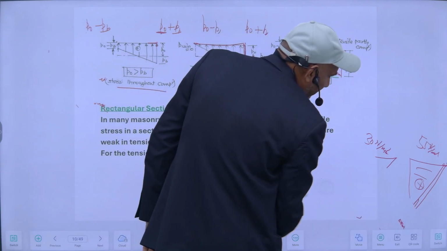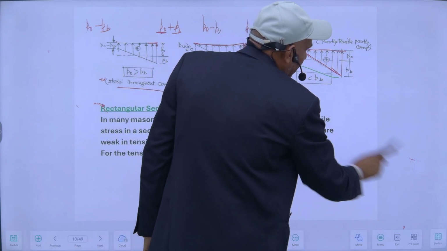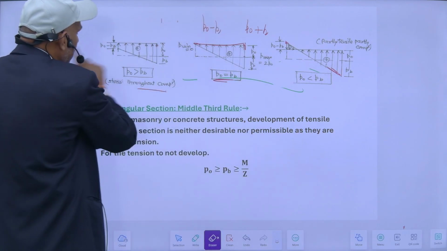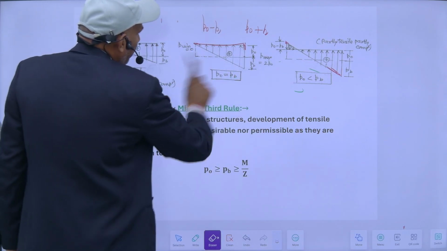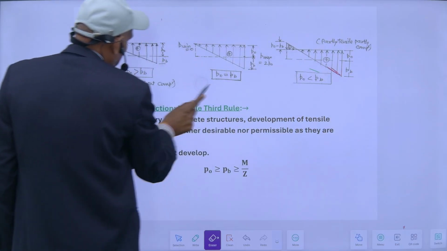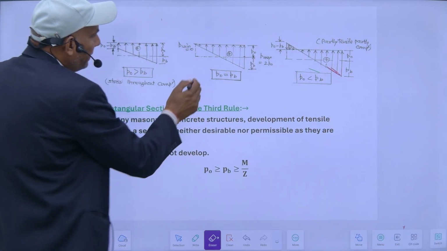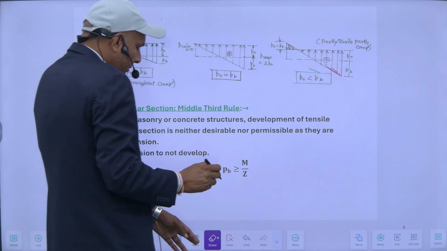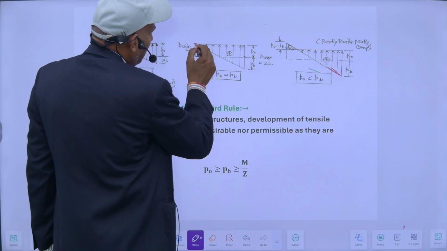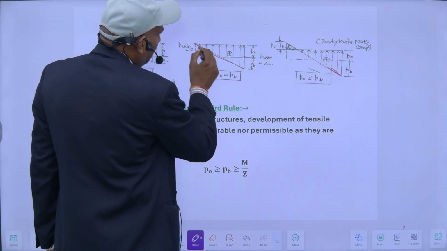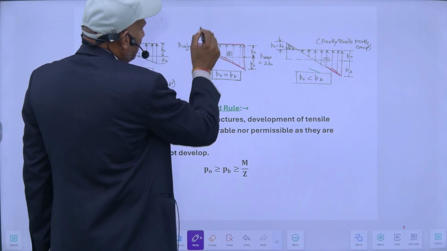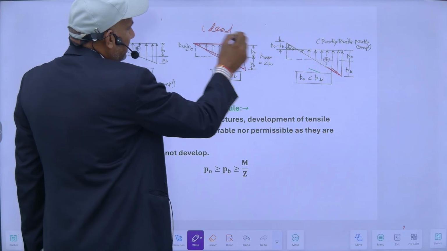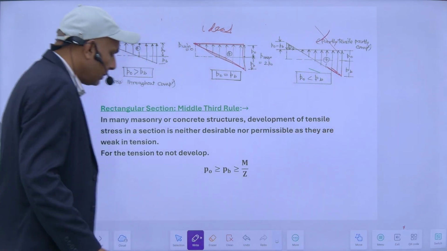So the maximum which I can allow is this one. This is the perfect situation when no tensile stress is developed anywhere. So this will be my ideal limiting situation, and the earlier case is not desirable.